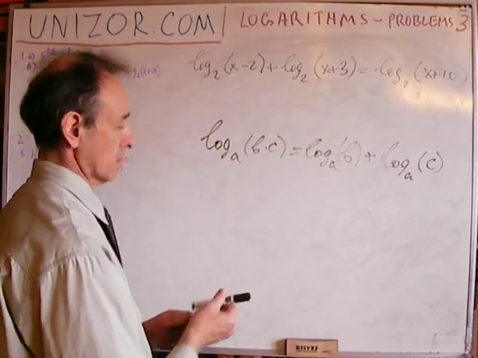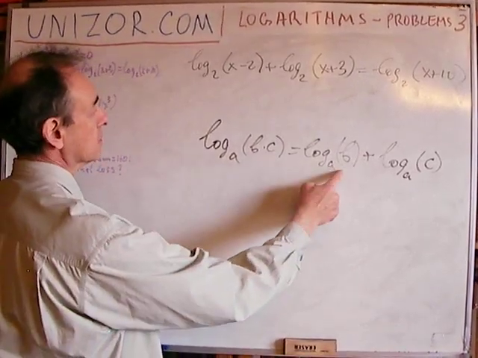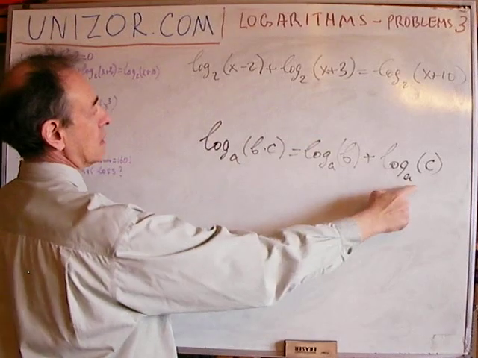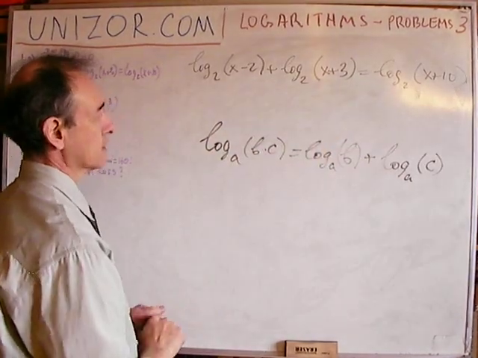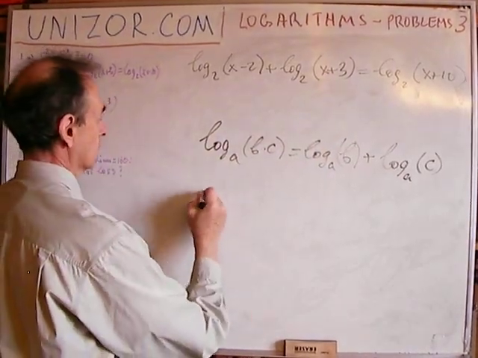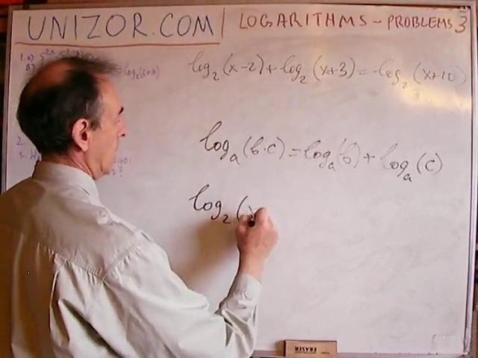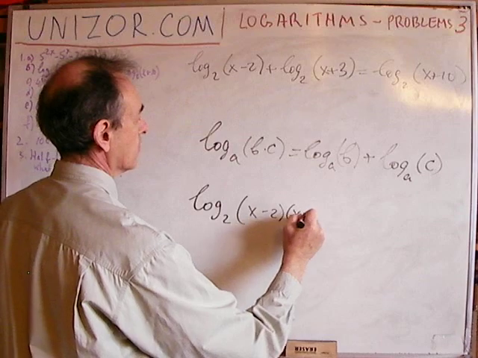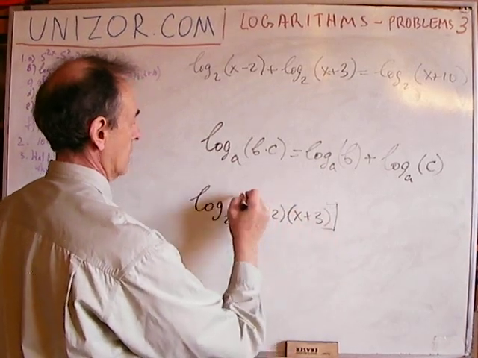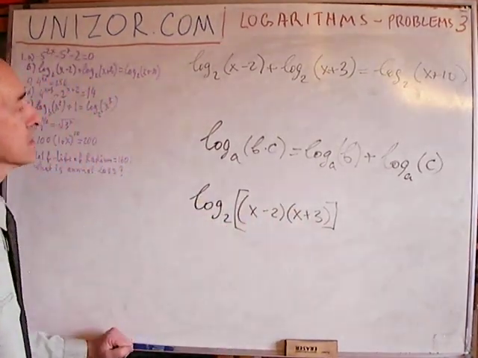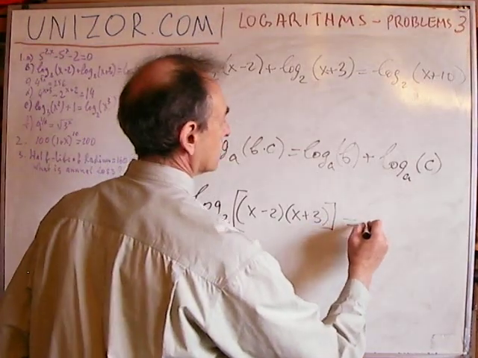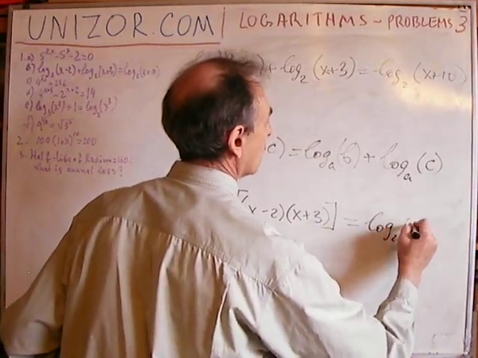We can use it here. B would be x minus 2. C would be x plus 3. So on the left, we will have log 2 of x minus 2 times x plus 3. That's what's on the left. On the right, we have log 2 of x plus 10.